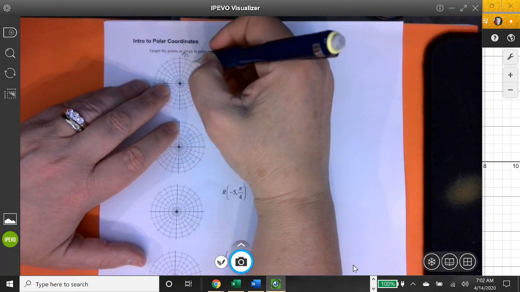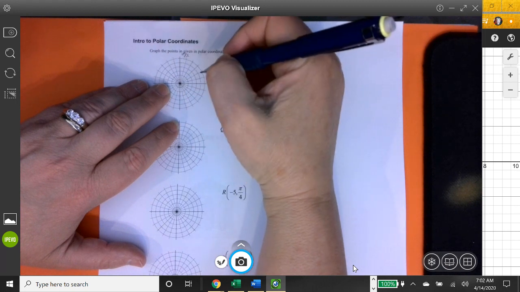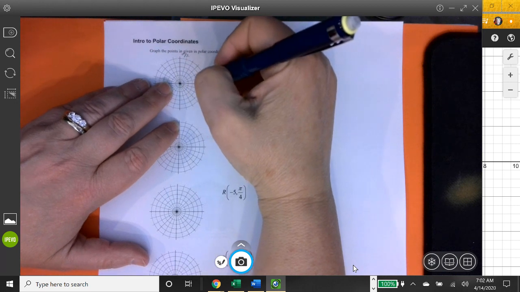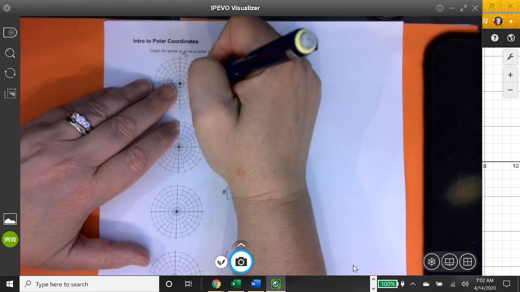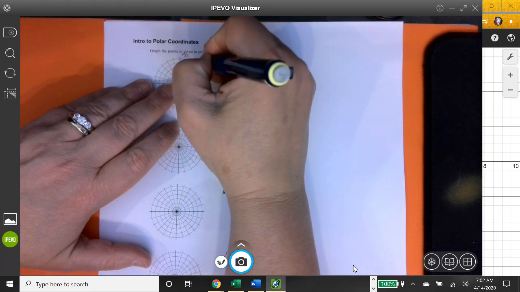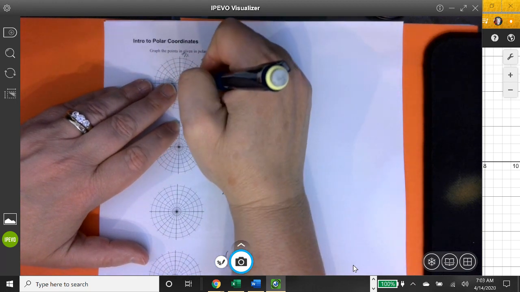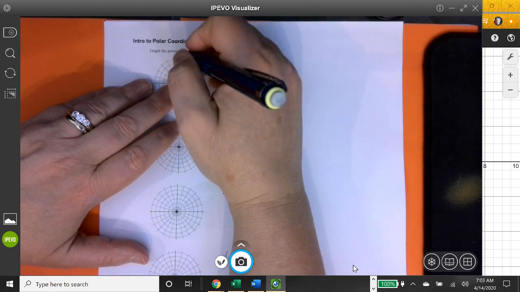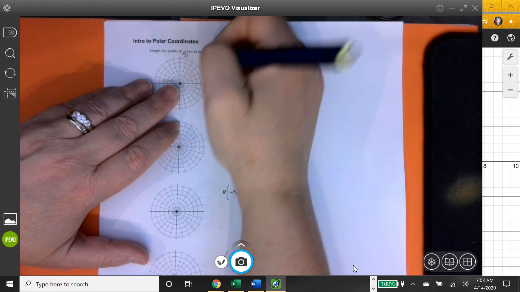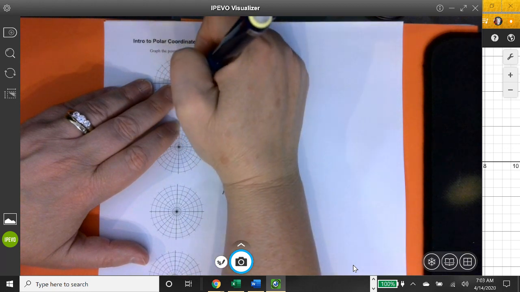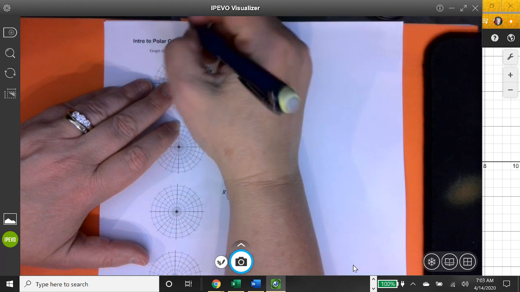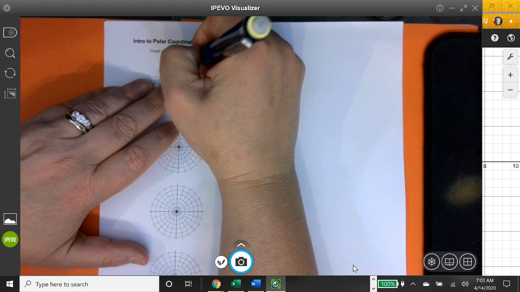I have 1, 2, 3, 4, 5, 6. So there are 6 of them in pi over 2. So what happens is half of pi over 2 we know is pi over 4. That's great. And 2/6 of pi over 2 is pi over 6. And then 4/6 of pi over 2 is pi over 3.